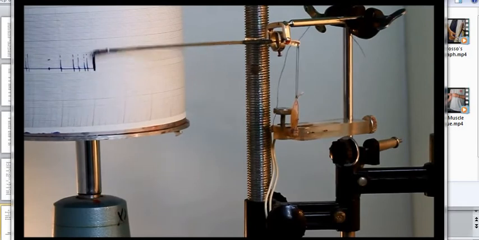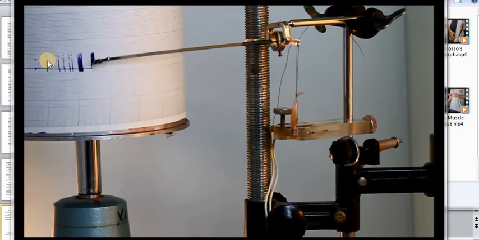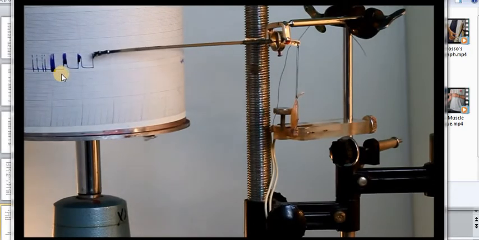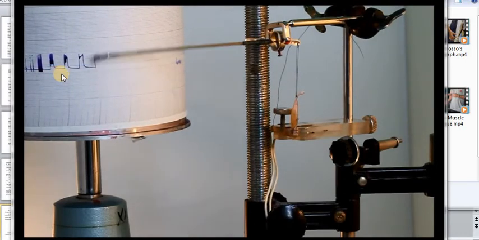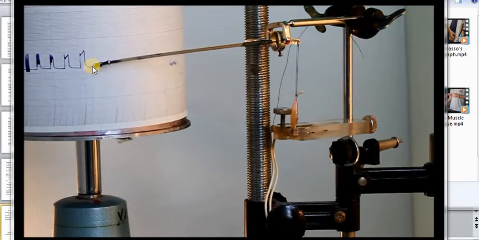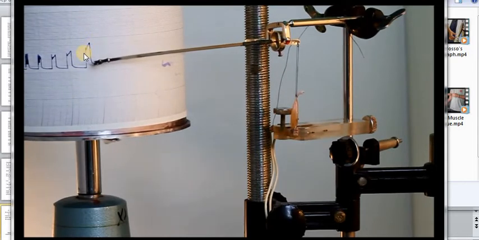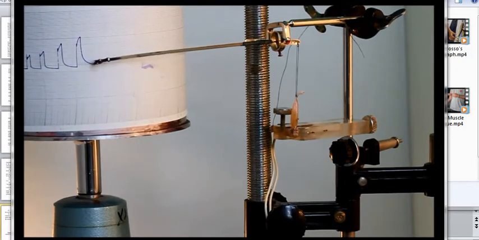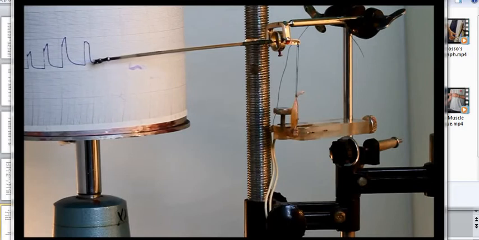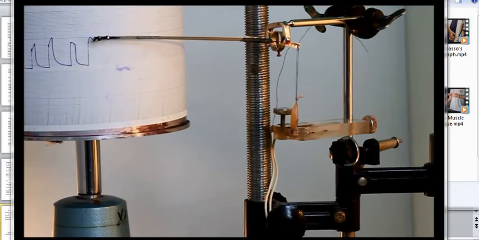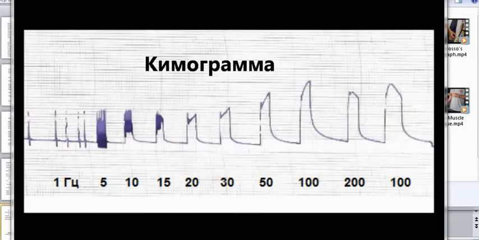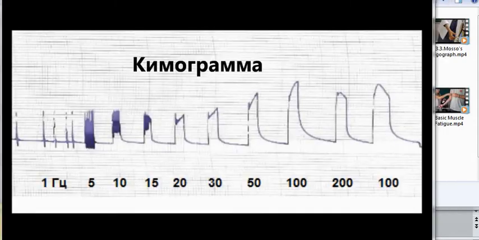And one more, we just have some examples. One twitch, it's incomplete tetanus. And now complete tetanus. As you see, this myogram for different action on the muscle.